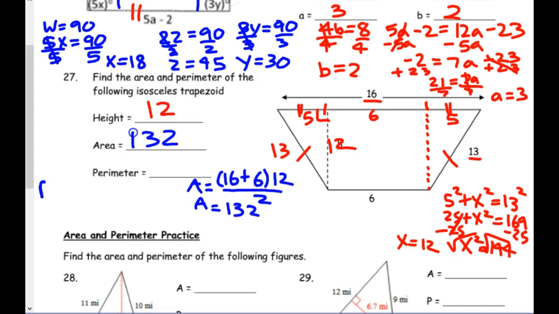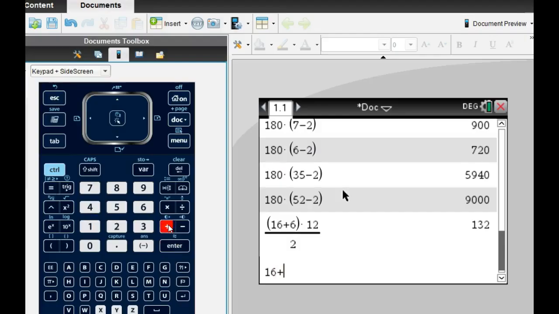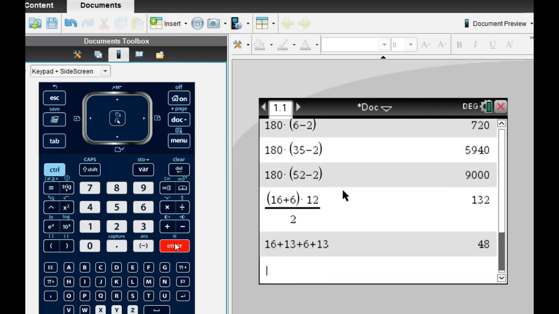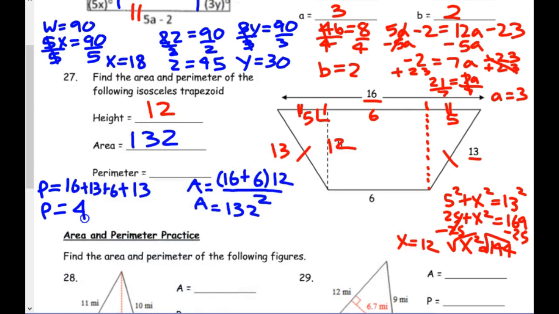And then for my perimeter, I'm going to add up my 4 sides. 16 plus 13 plus 6 plus 13. And I think that should be 48 if I'm not crazy. I might be kind of crazy. Let's just do this. 48. Maybe I'm not crazy. I mean, I'm a little crazy. Those would not be square units. Those would be regular old units, okay?